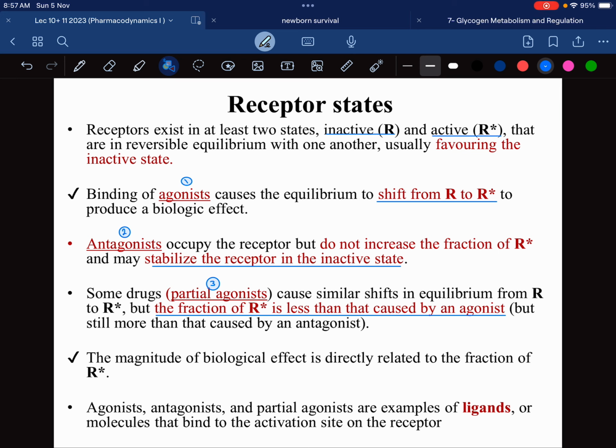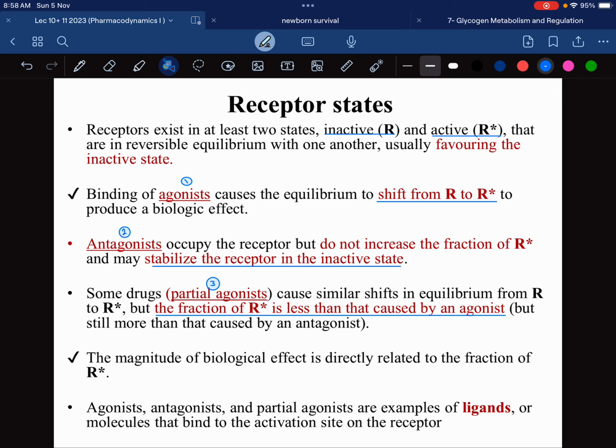Transformation. What we call the transformation in the receptor will activate it. But the percent of the receptor which will be activated is less than that in the full agonist. There is the full agonist, partial agonist, and antagonist. It depends on the fraction of the R star that will be produced. If it's zero, it will be an antagonist. If it's 100%, it will be a full agonist. If it's between zero and 100%, it will be a partial agonist.